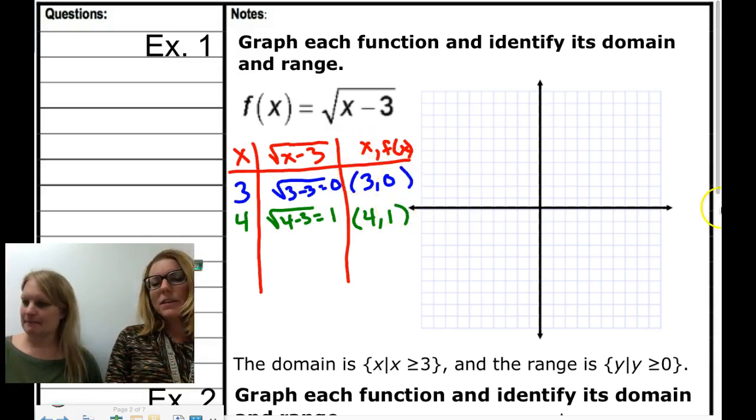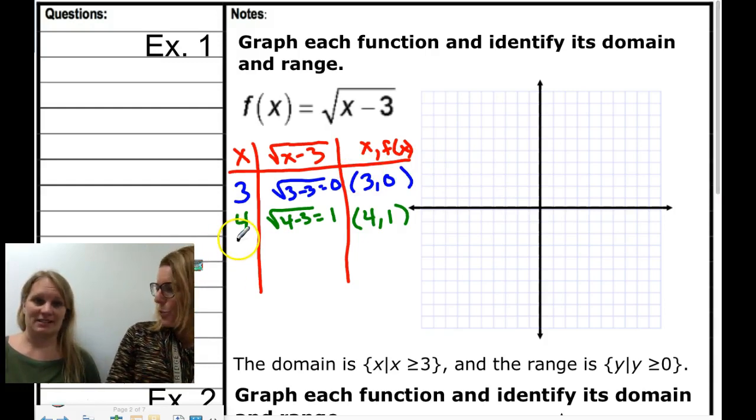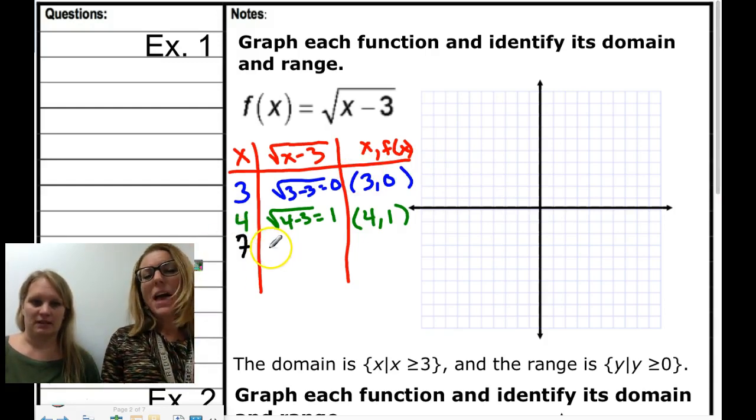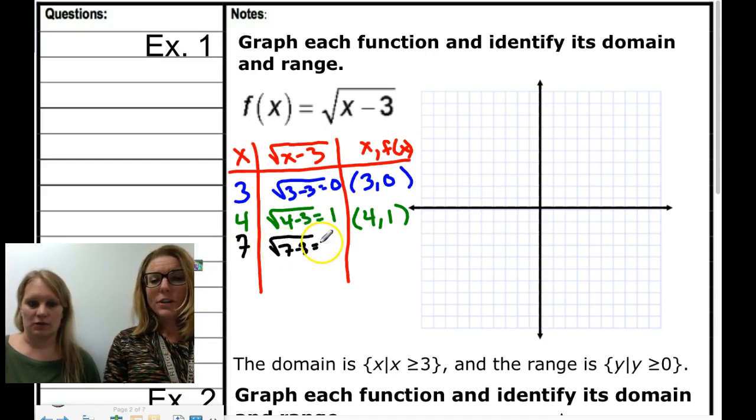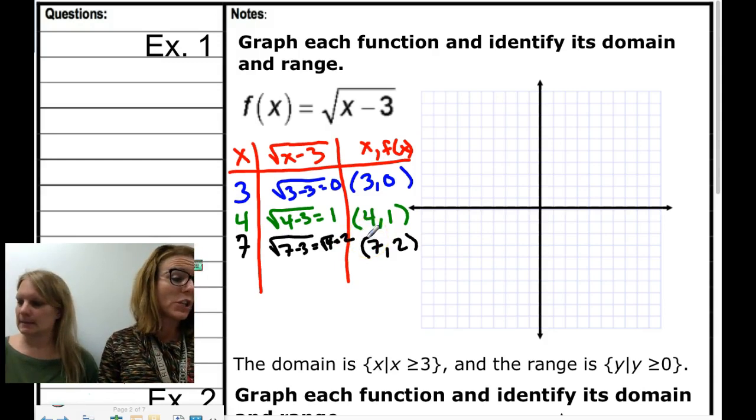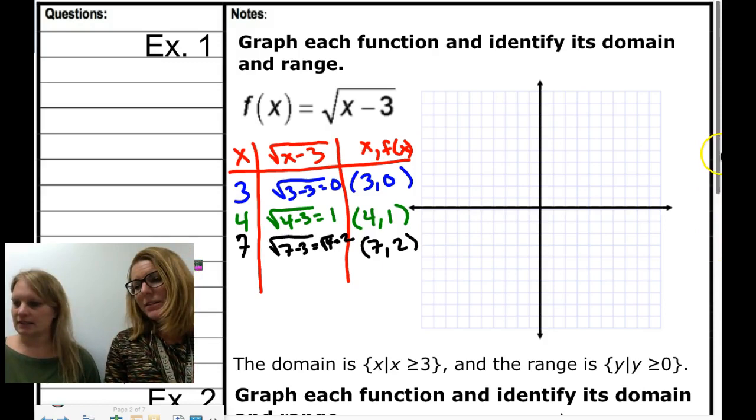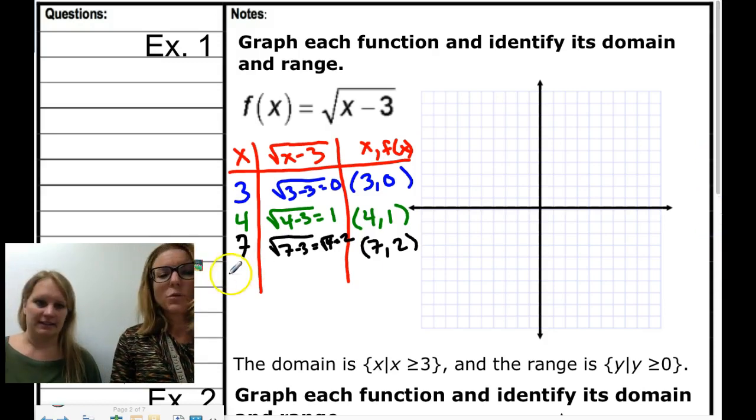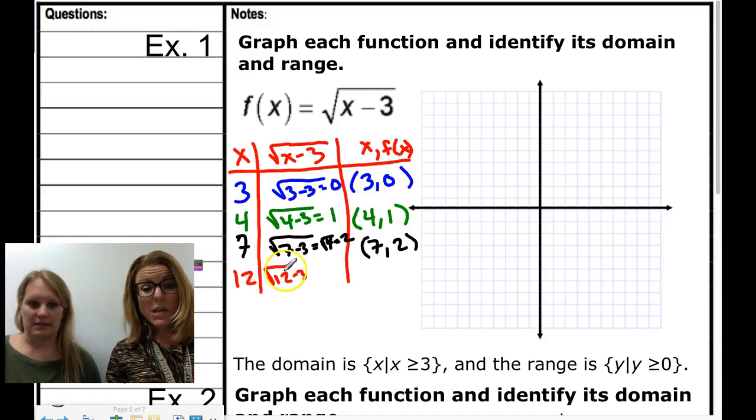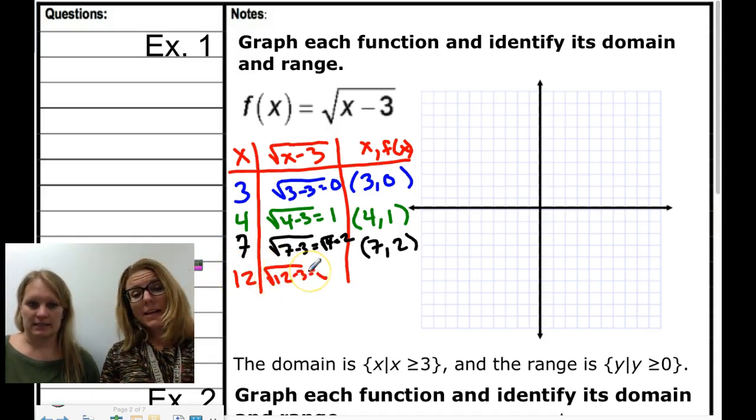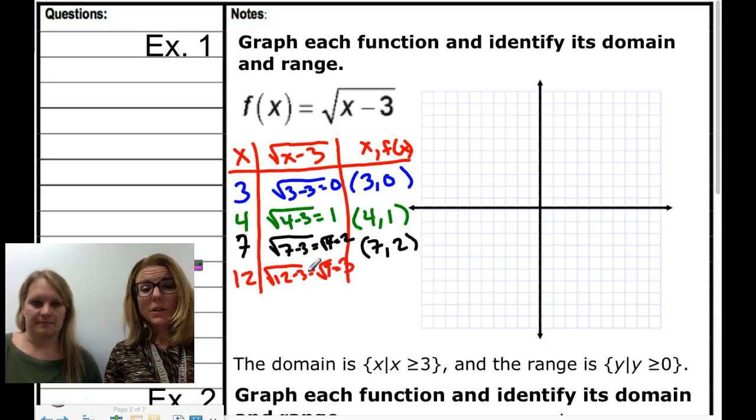Then I did 7. What I tried to do is get nice radicals. I know that 7 minus 3 is 4, and the square root of 4 is 2. So the point is 7, 2. I did one more: 12. The square root of 12 minus 3 is the square root of 9, and the square root of 9 is 3. So the point is 12, 3.